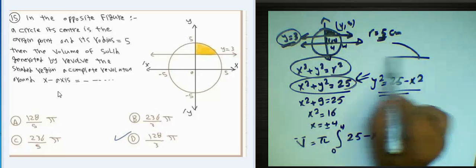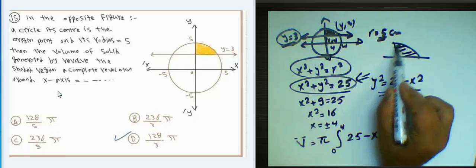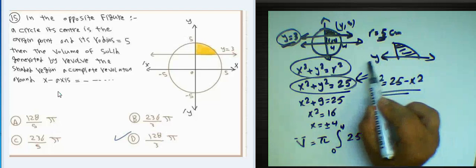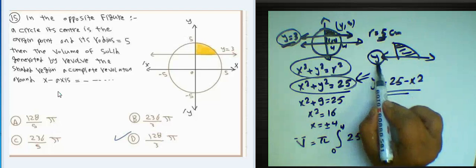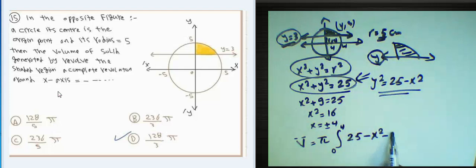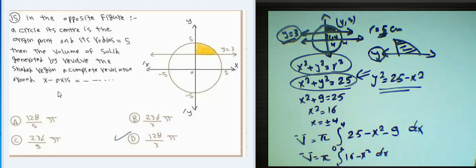Look here, up subtract the equation of this down. This down here, y equals 3. Okay, then 3 power 2 equals 9, dx. We can find the volume equal to the integration from 0 to 4 of 25 minus 9, which equals 16, so 16 minus x power 2 dx. And then we can find the result.